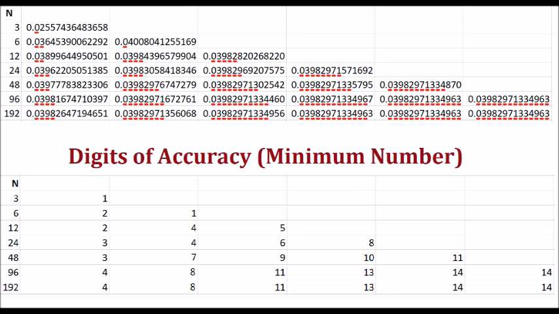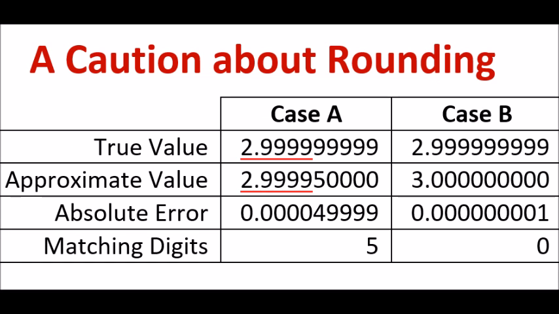In the bottom table, I have counted the number of underlined digits. This gives us a lower bound, a minimum number of digits of accuracy. Why a minimum? Take a look at this example. In case A, we have 5 matching digits, whereas case B has 0. Regardless of that, the error for case A is about 50,000 times greater than the error for case B.